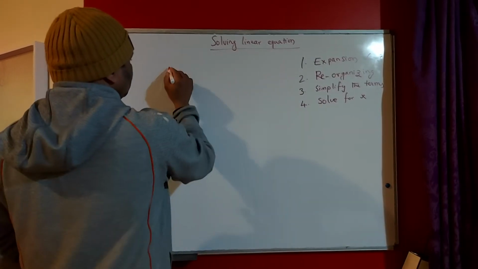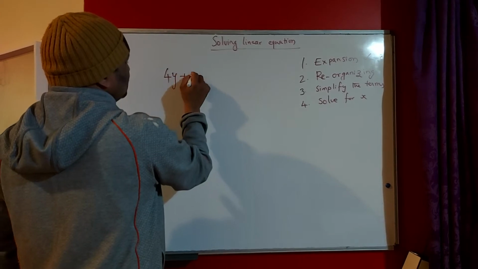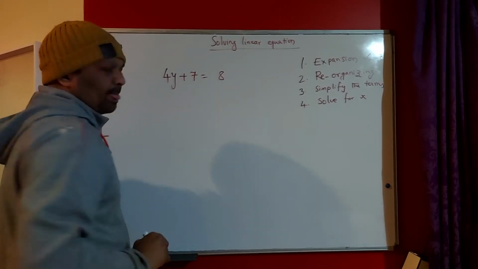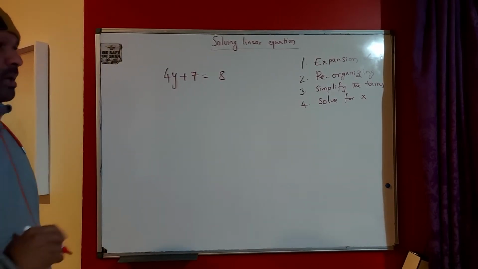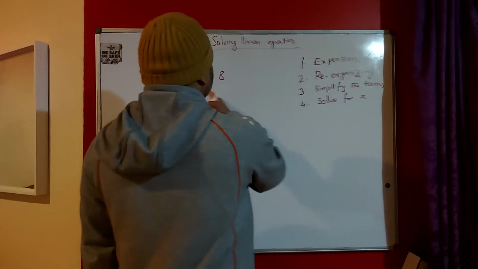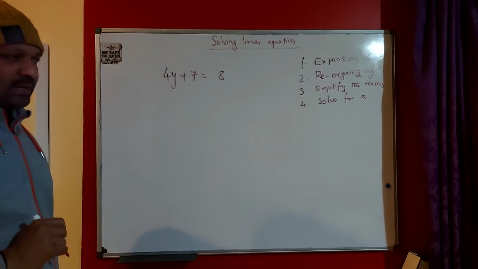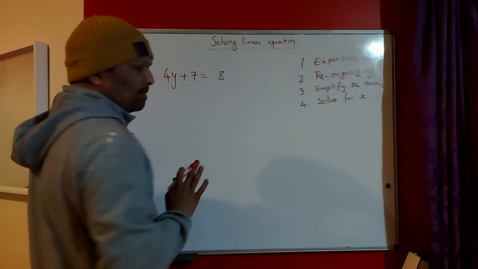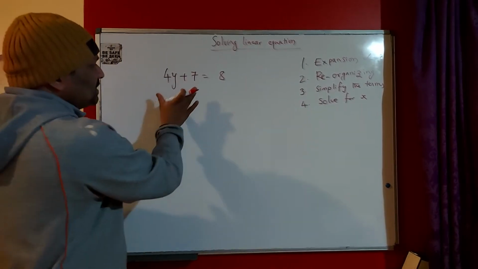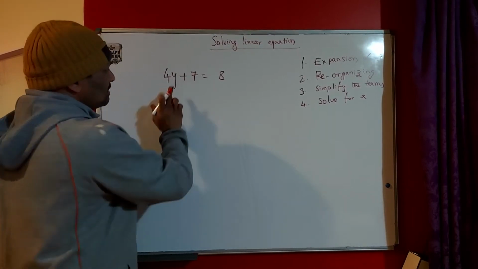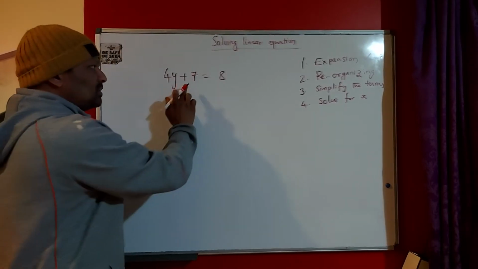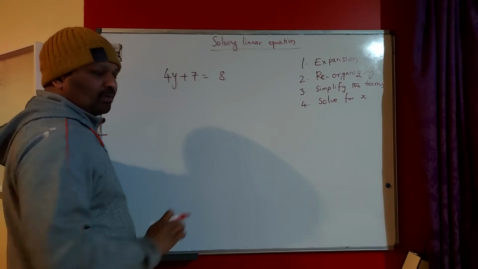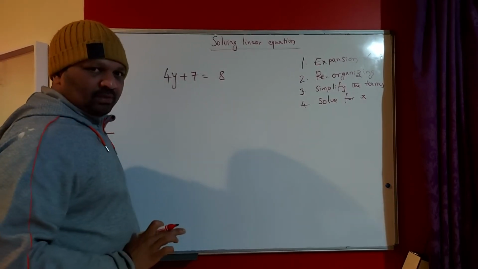Okay, so 4y plus 7 is equal to 8. Do we have to do any expansion here? There is no bracket, so there is no need for expansion. So you can skip that first step. The second one is reorganizing. You have to reorganize. On the left side, what are the terms you have? You have the term that is having a variable and you also have a constant term. On the right side you have a constant term.